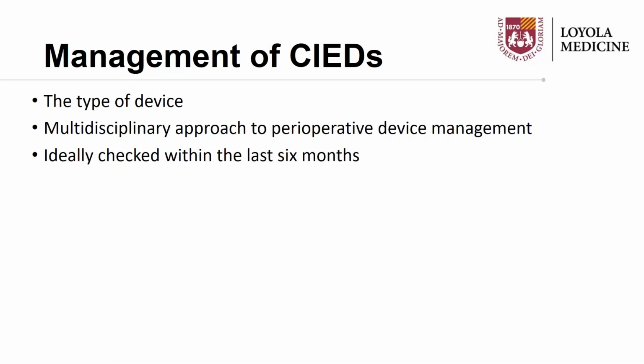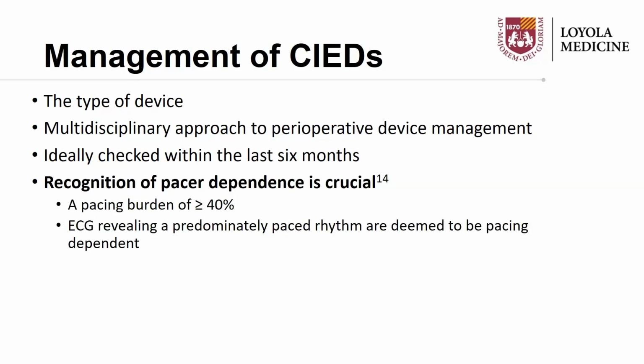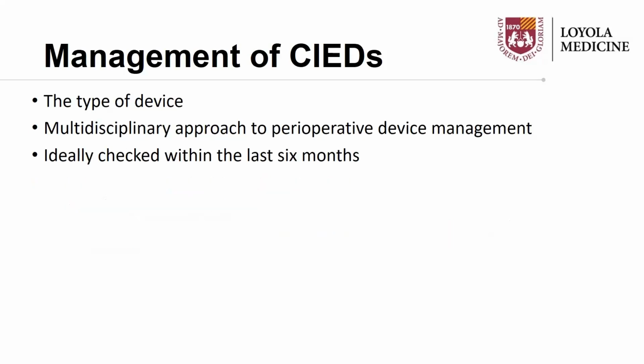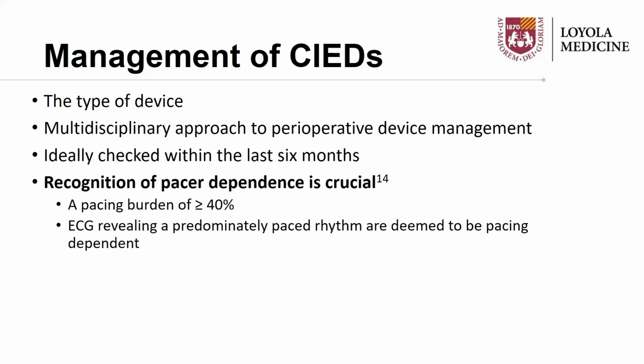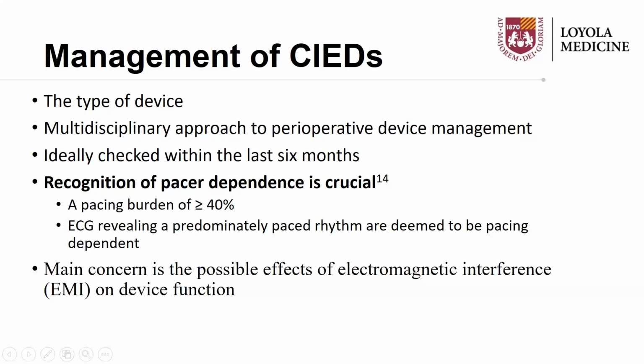Most devices should ideally be checked within the last 6 months if possible, to determine the device burden and pacing. For a pacing device, the next step, recognition of pacemaker dependence, is very, very important. So how do we do that? Dependence is defined by a pacing burden of at least 40% or EKG tracings showing a predominantly paced rhythm. Finally, another step in management is to identify the surgical procedure and whether it will involve EMI, or electromagnetic interference.